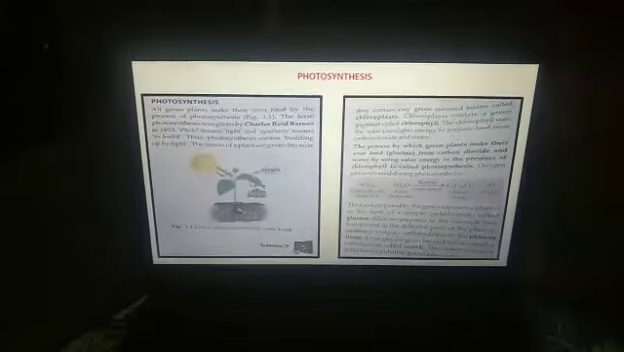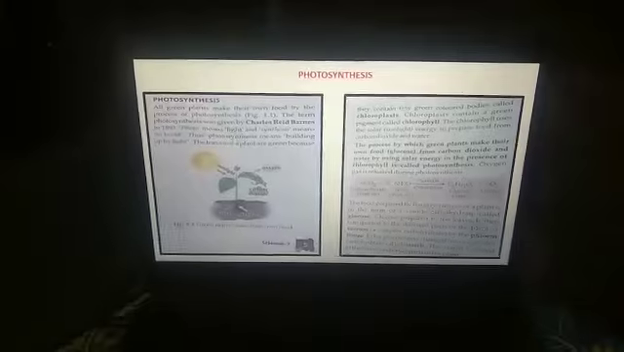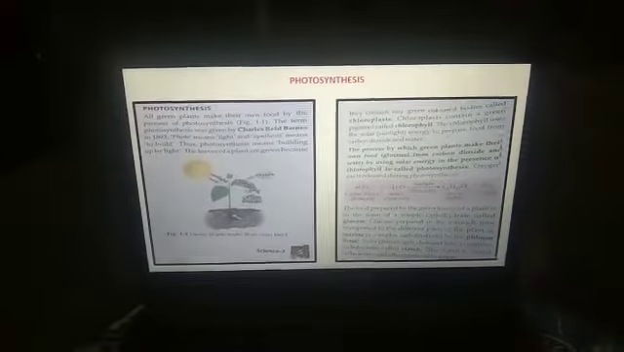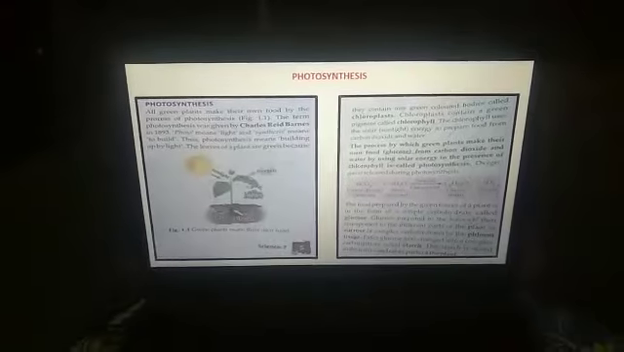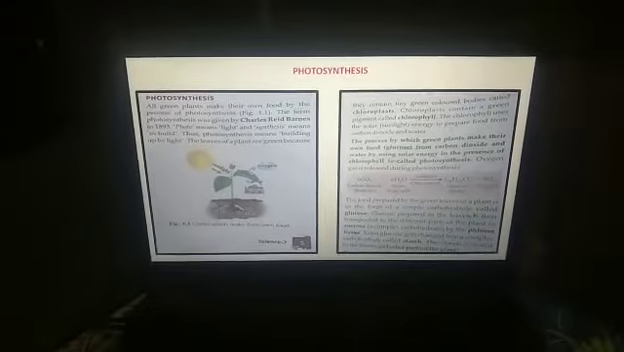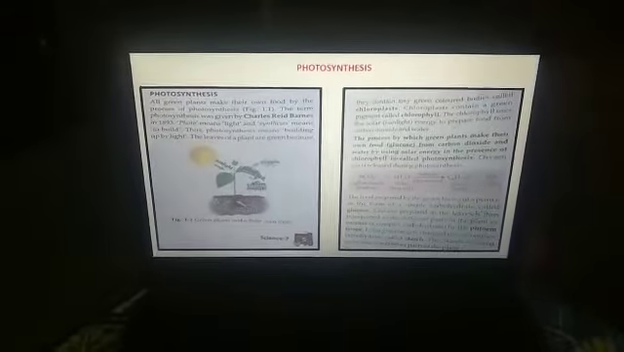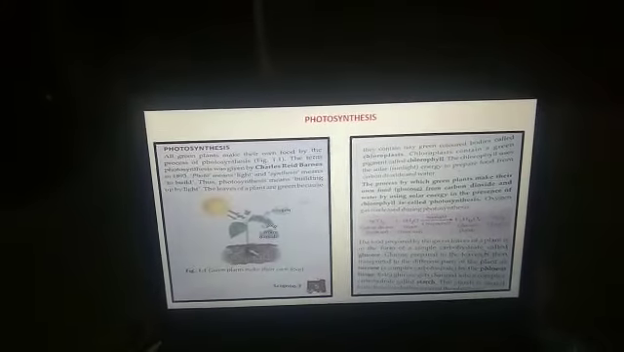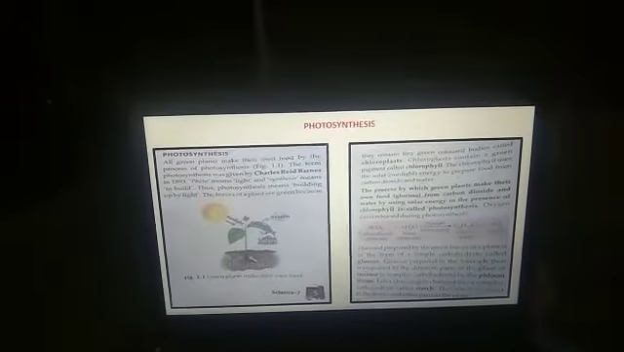Now you all know that the leaves are green in color. Why are the leaves green in color? Because they have a green color pigment present in them, which is called chlorophyll. The green color pigment present in the leaves is called chlorophyll. This chlorophyll is present in the cellular bodies present in the cells, which are called chloroplasts.